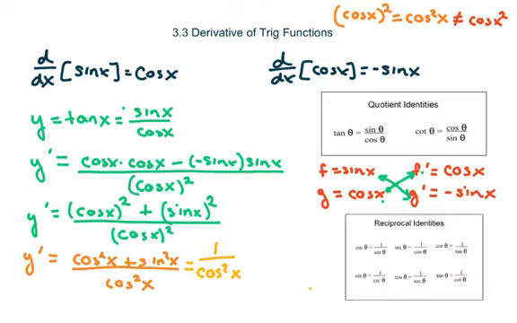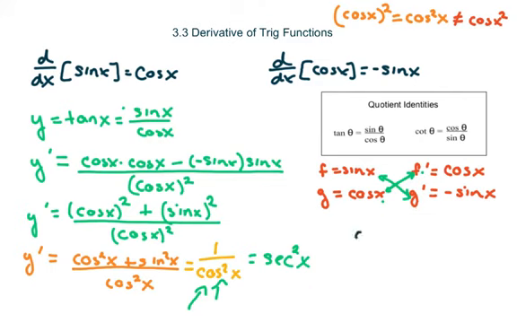I can apply the reciprocal identities. The one that applies here is that I have cosine in the denominator. So what we know is that cosine in the denominator is actually the same thing as secant. So instead of writing cosine in the denominator, I can write secant, and because cosine's squared down here, I can square my secant.